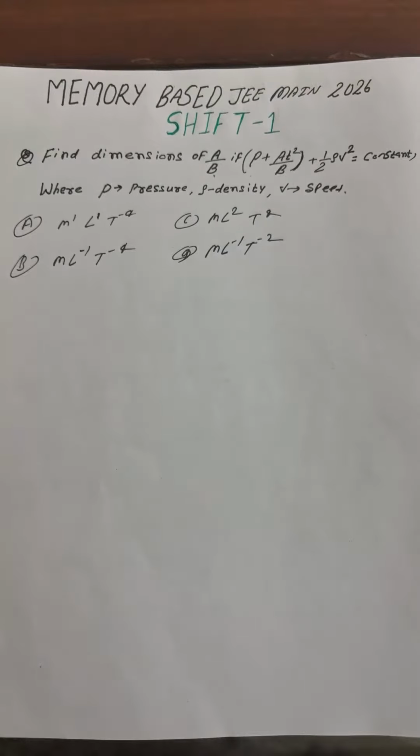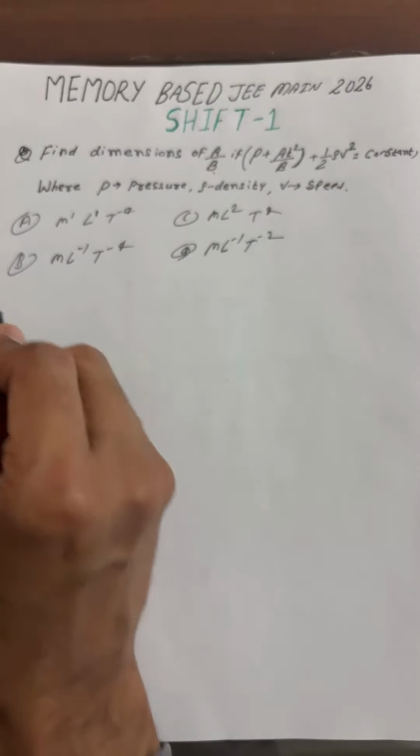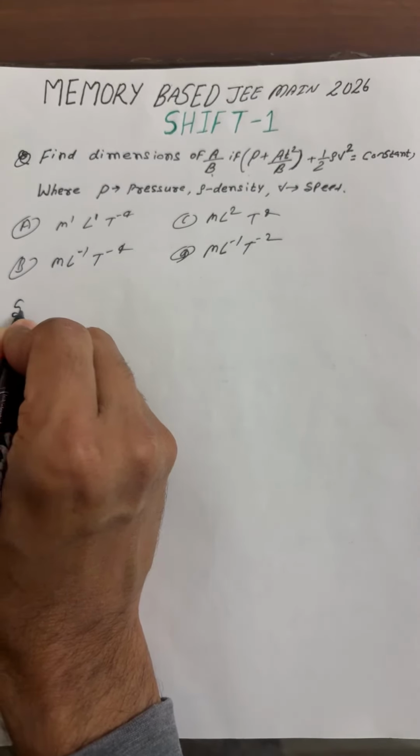P plus A by B into T square equals half of rho V square. P is pressure, A and B are constants, T is time, rho is density, V is the speed of particles, and the entire equation is a constant. Now, students, you need to find A upon B. It's very simple, literally a very simple question. So have a look at the solution.